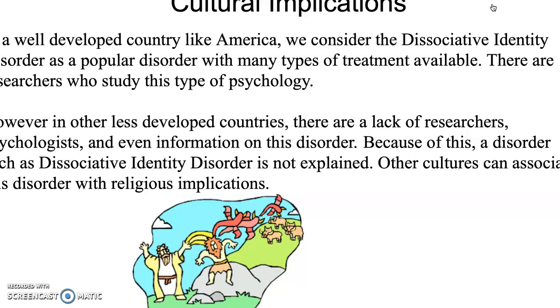Cultural implications. In a well-developed country like America, we consider the DID disorder as a popular disorder with many different types of treatments available. This is because there are many researchers who study this type of psychology, and we are well advanced in our psychological realm.